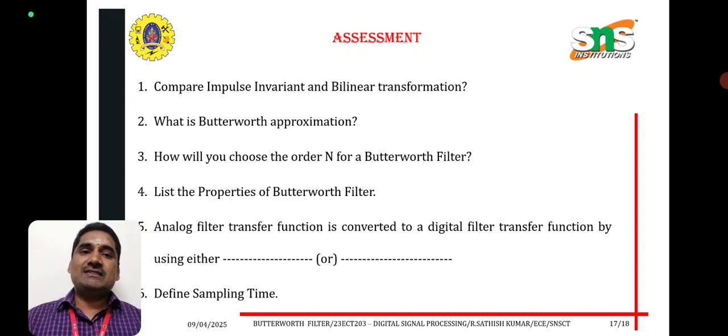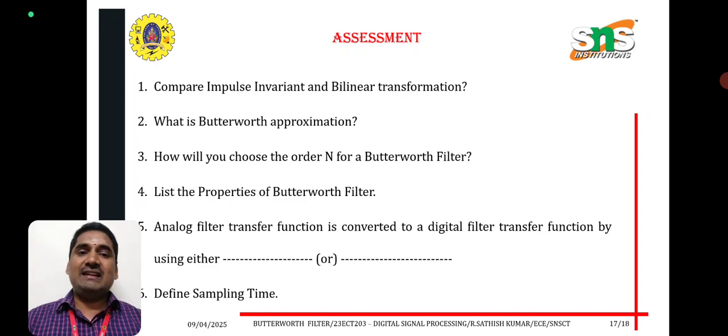List the properties of Butterworth filter. Butterworth filters are all pole designs. N decides the order of the filter. The magnitude is maximally flat at the origin and monotonically decreasing with increasing Ω. The analog filter transfer function is converted into the digital filter transfer function by using either impulse invariant transformation or bilinear transformation.